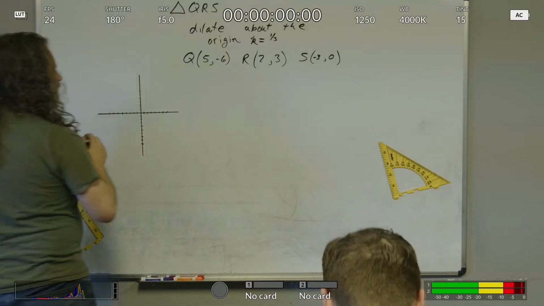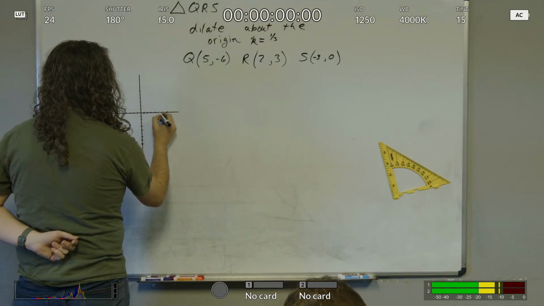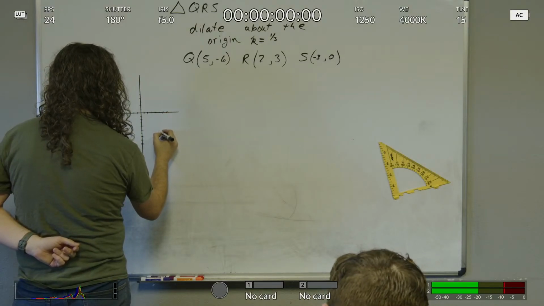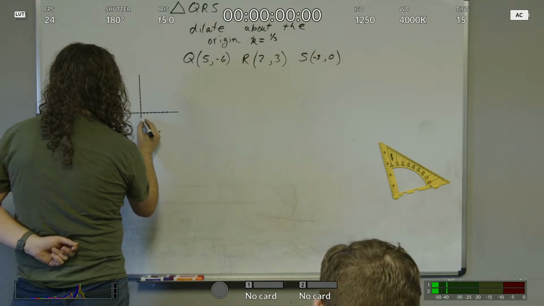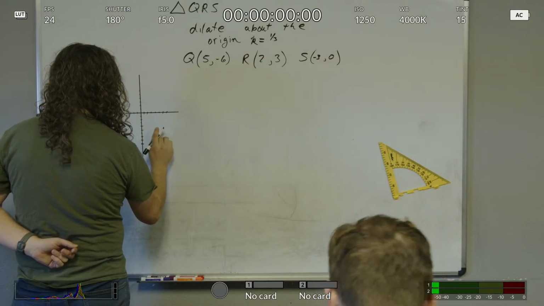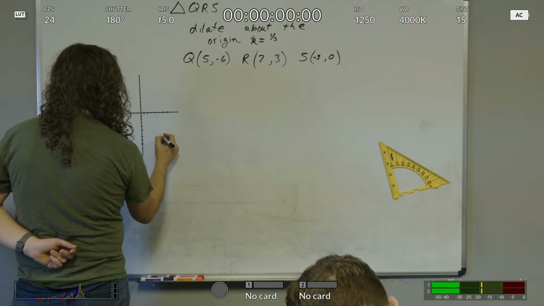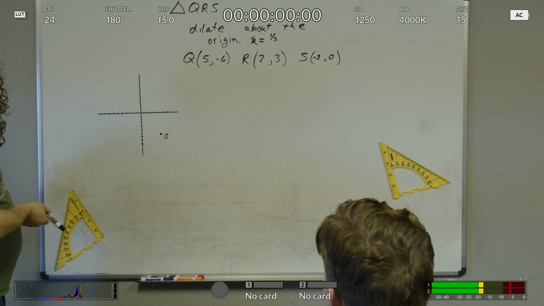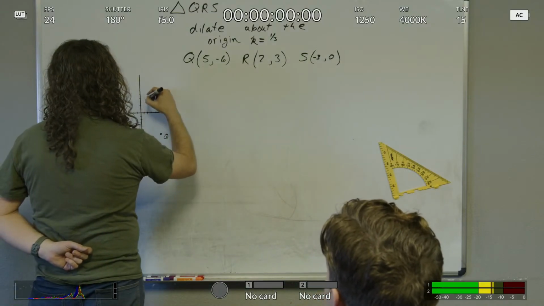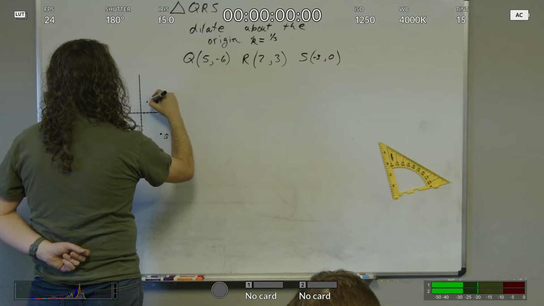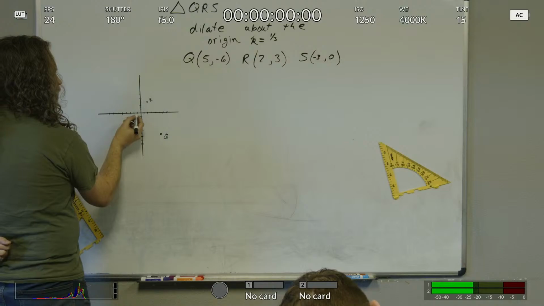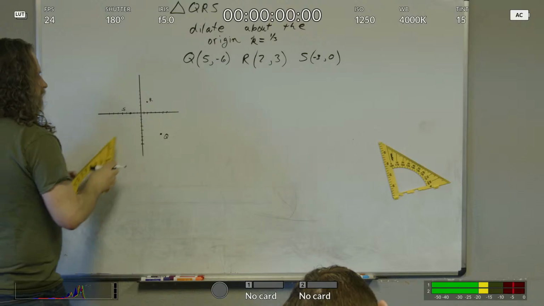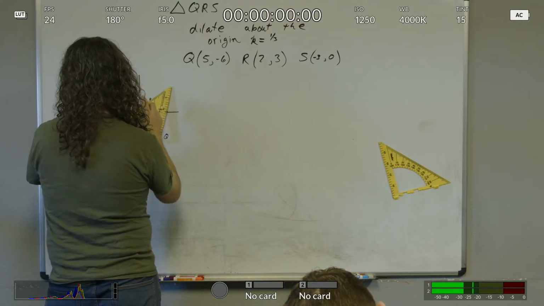Okay, 5, -6. 1, 2, 3, 4, 5. -1, 2, 3, 4, 5, 6. I can count. Who said I can't count? Was it you? 2, 3 is right there, so that's an R. -1, 2, 3, 0 is right there. That's an S. Big triangle.